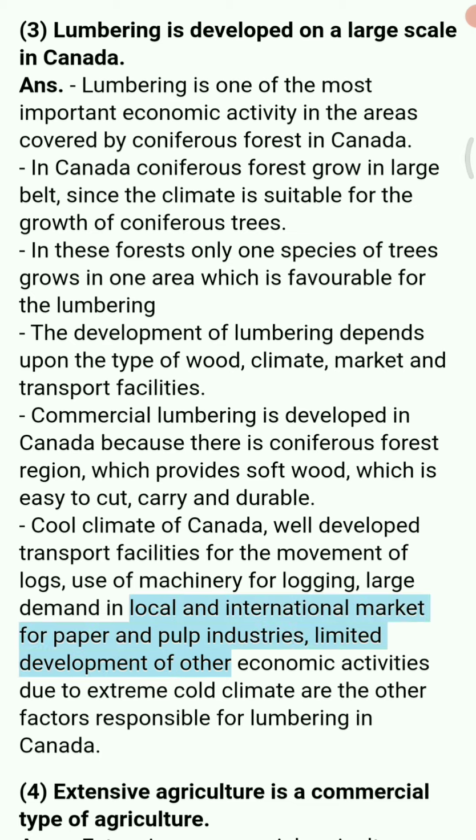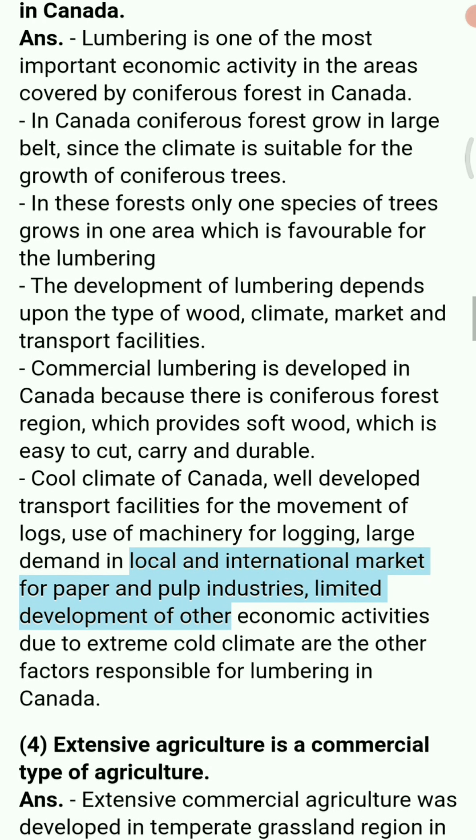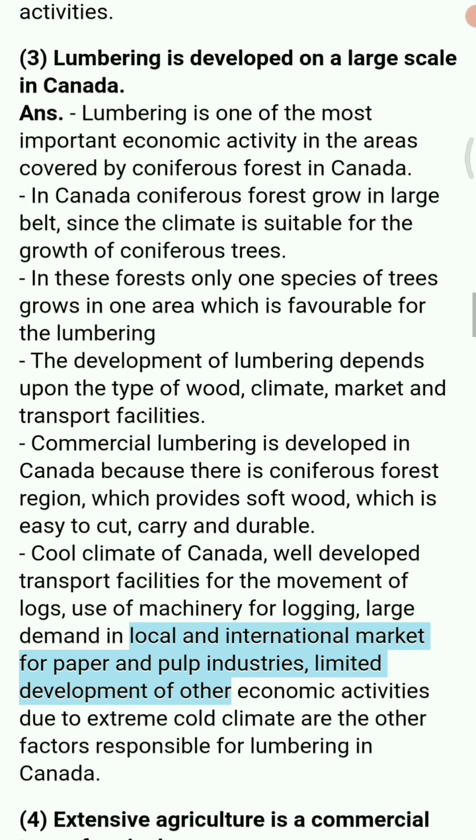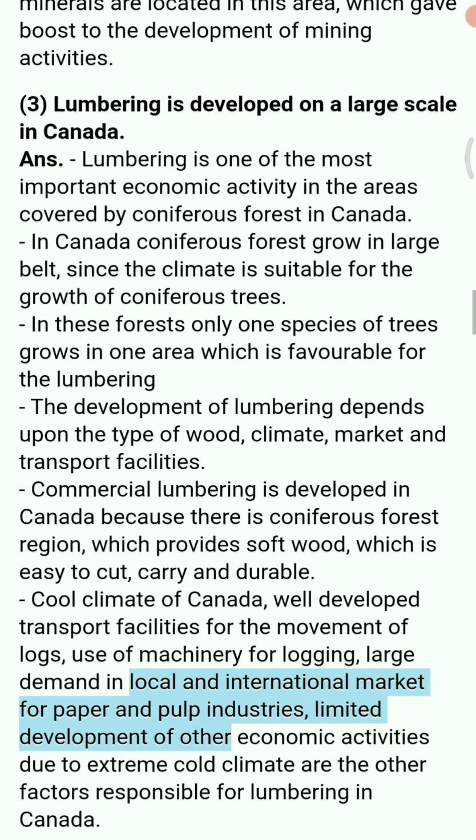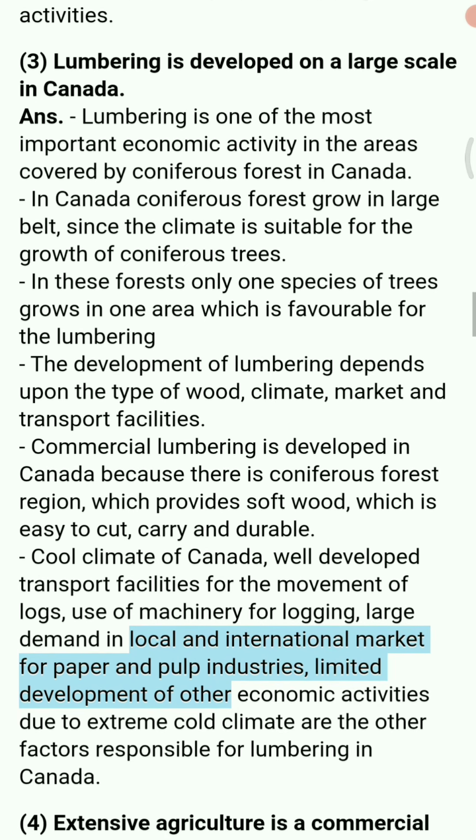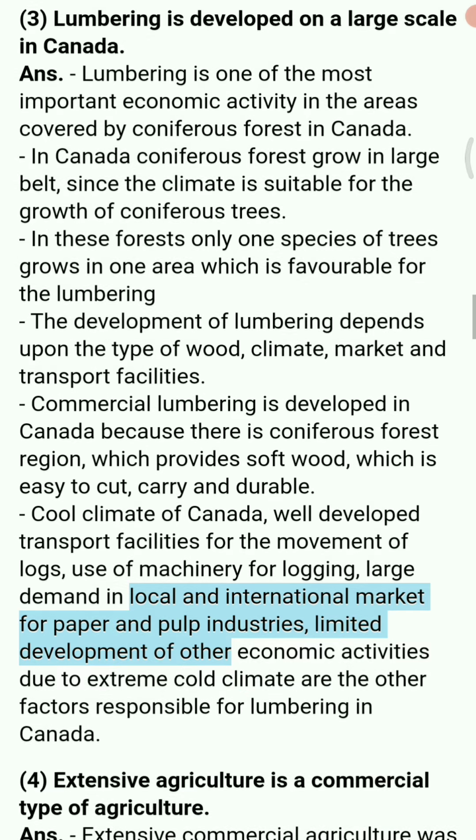They can be molded into furniture, they can be used in paper making industries. And lots of machineries and movement are involved. So because of that, lumbering is developed on a large scale in Canada.